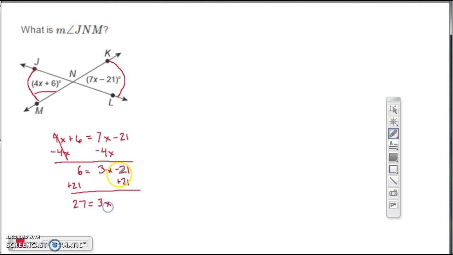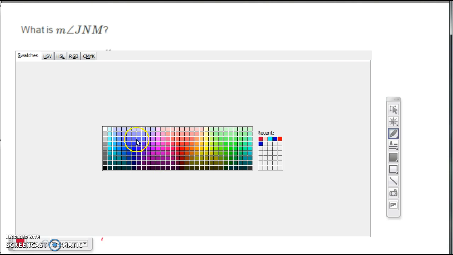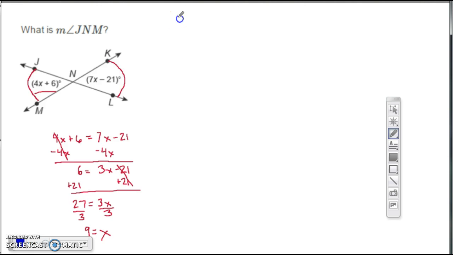3x, bring it down, and then these guys cancel each other out because I have 21 and take 21 away. Now, I am multiplying 3 times x, so to undo that, I'm going to do the opposite of multiplying, which is to divide. So I get 9 equals x. All right, happy day, right? We got one more step.